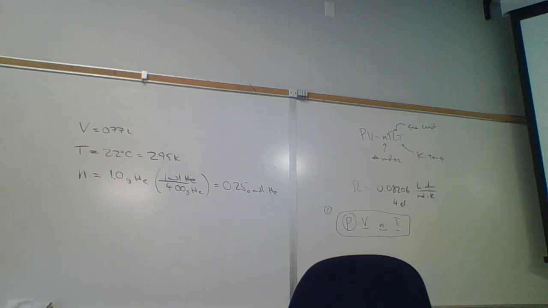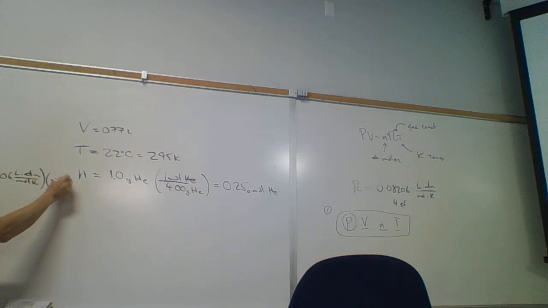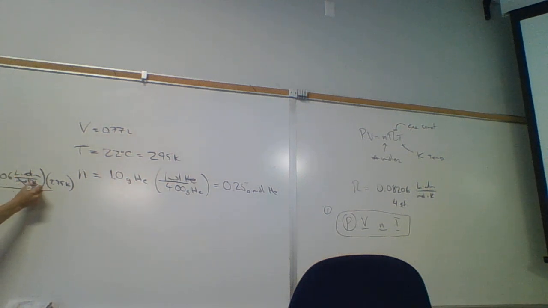So R is 0.08206 liters times atmosphere per mole Kelvin. T is 295 Kelvin, divided by V, 0.77 liters. So I just have to make sure the units cancel each other out. And that's how you know you're correct. The moles cancel out the moles, the Kelvin cancel out the Kelvin, the liters cancel out the liters, and I'm left with atmospheres. Well, that's what I want. I want the answer in atmospheres. So they get 7.9 atmospheres.